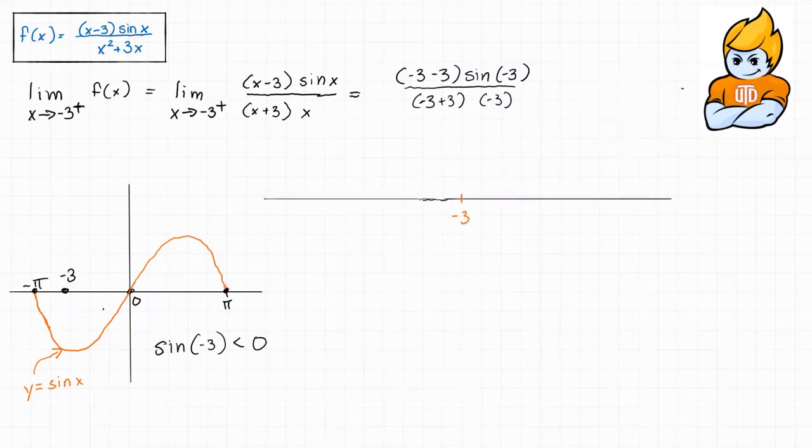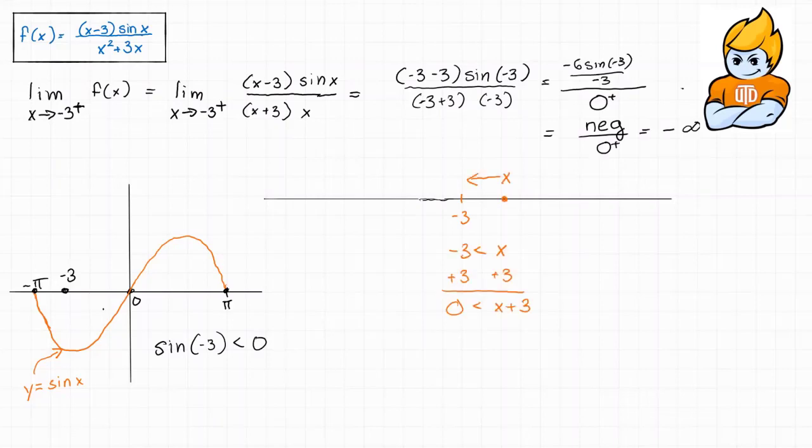Nothing really changes in the problem, except that the factor x plus 3 is now going to be positive. So the numerator still goes to a negative number, but the denominator is approaching 0 from the positive side this time. So our limit is negative infinity.